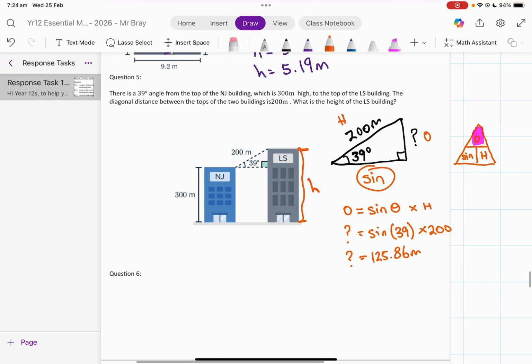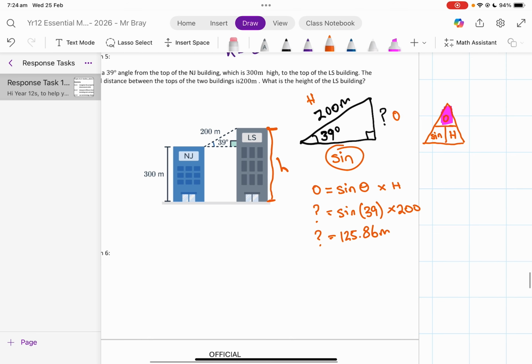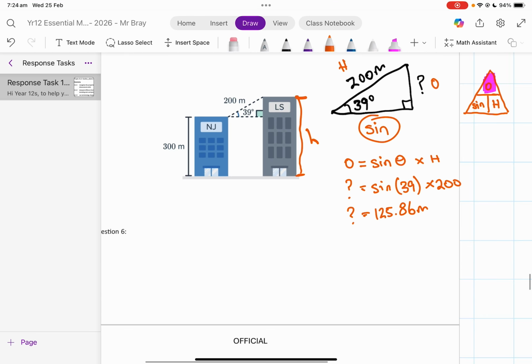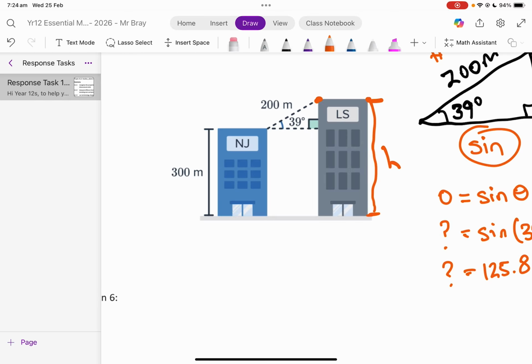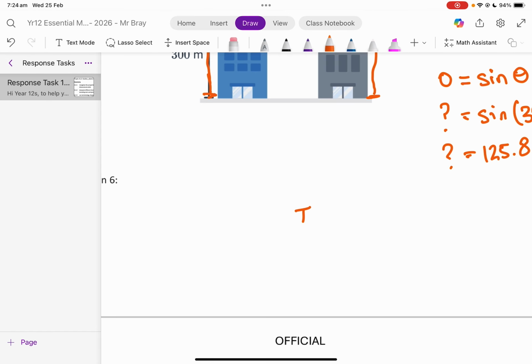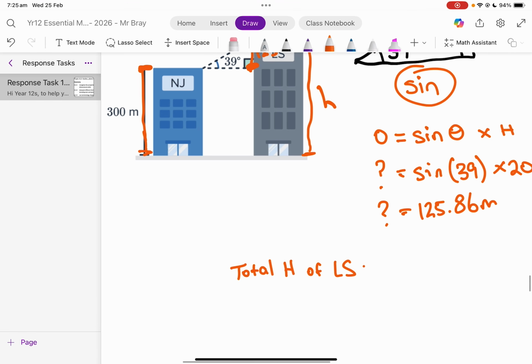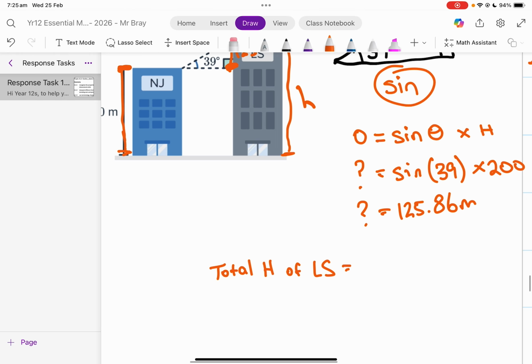125.86 meters. Doesn't look like we have any rounding requirements this time. Cool. Yep. So then the total height, once again, is going to be that 125 we just found is the bit from here to here. So it's going to be this 300 plus the 125. So total height of the LS building, 300 plus 125.86.